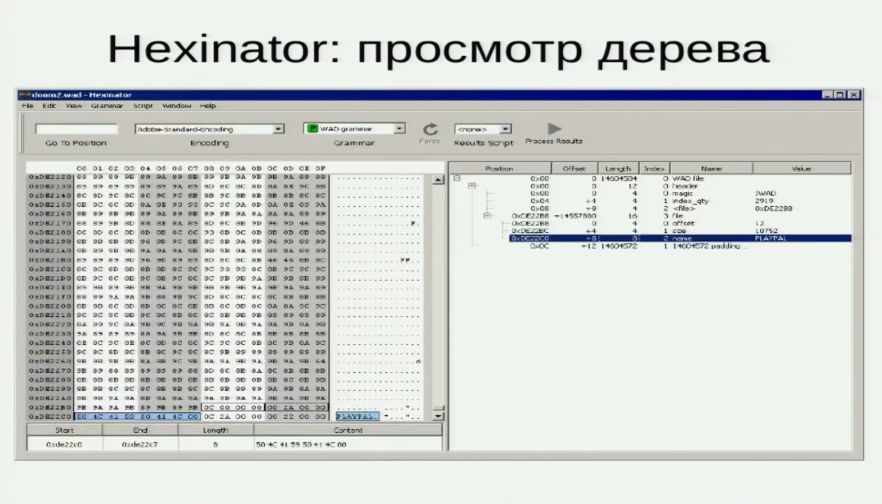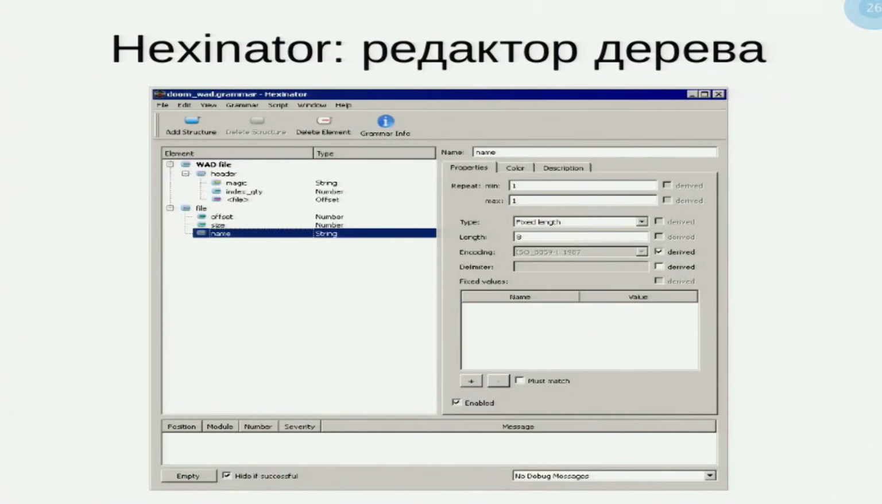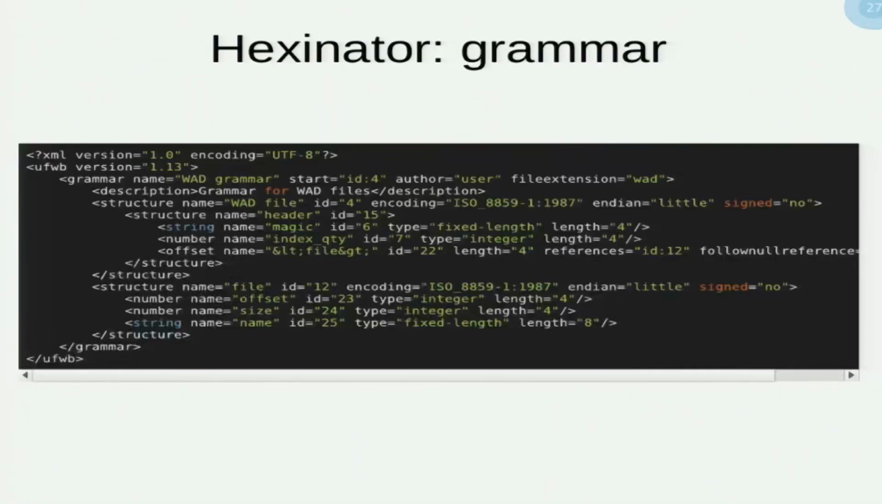That's also a dump, also a tree that you can take a look. The hexinator has a tree editor that, on the one hand, should simplify the task of describing the format, but on the other hand, in my opinion, it's sometimes easier to do it directly from the keyboard than using this editor. The grammar is the same.